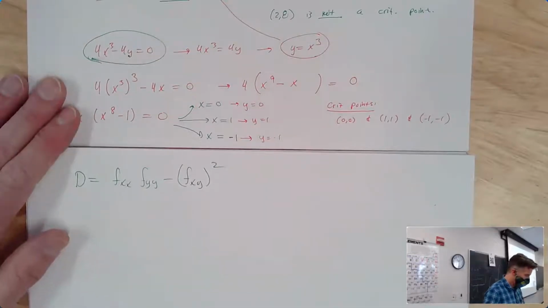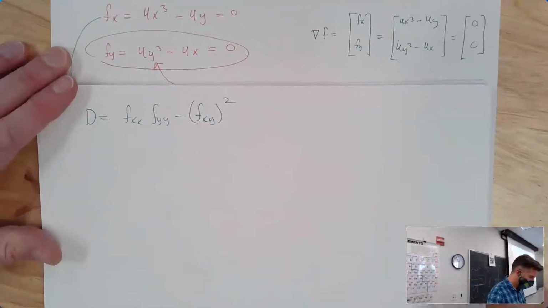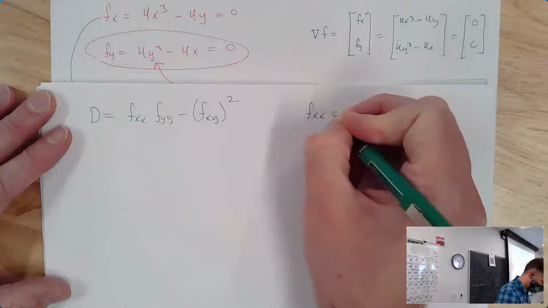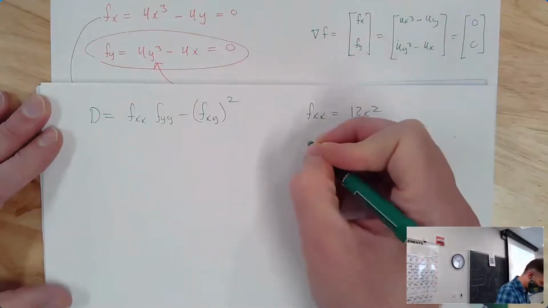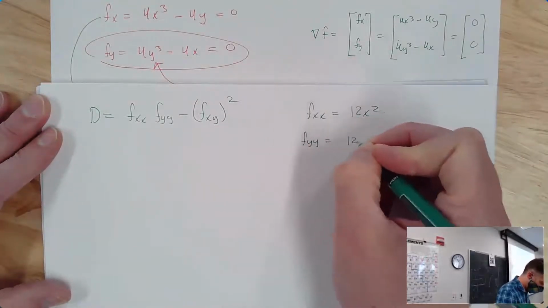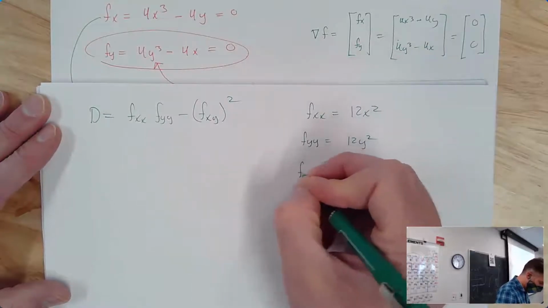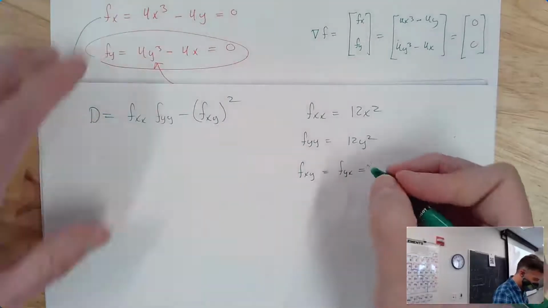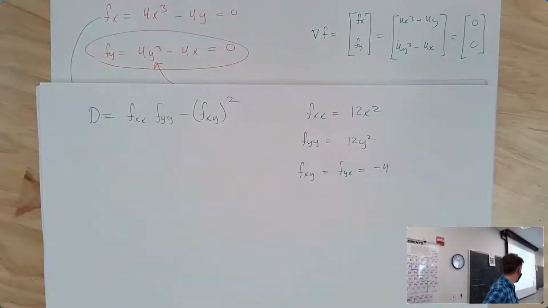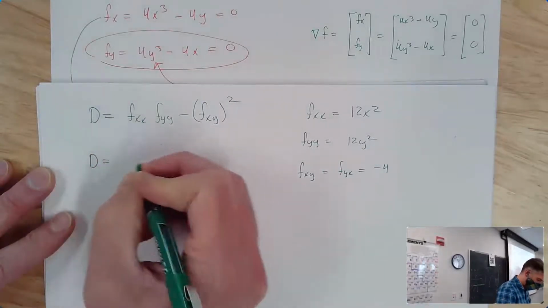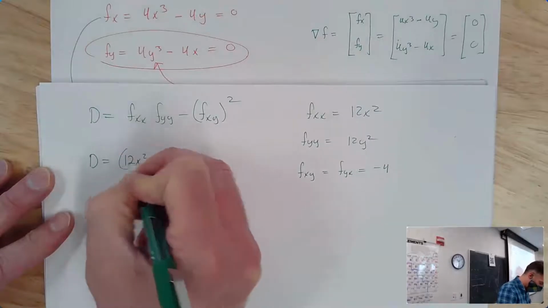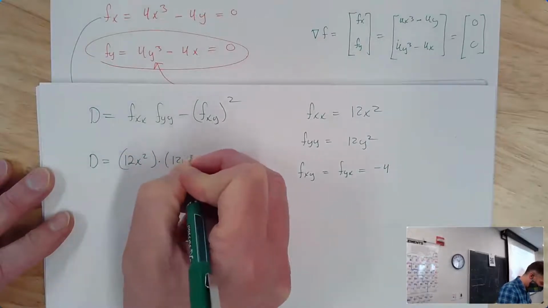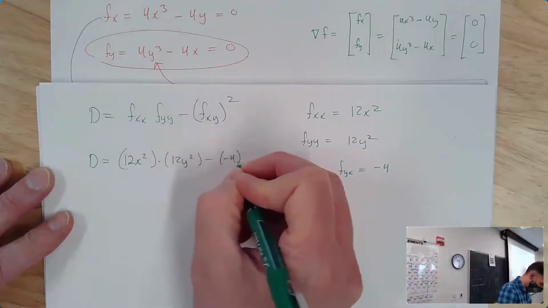So let's see. We need our fxx and fyy, or excuse me, fx and fy. So fxx is going to be 12x squared. fyy is going to be 12y squared. And fxy or fyx is going to be -4. So writing this out, I'm going to get 12x squared times 12y squared minus (-4) squared.